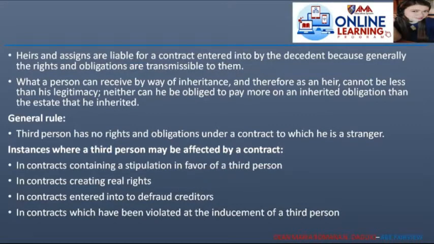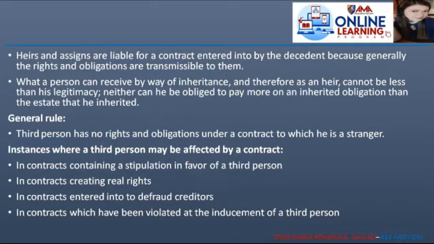So, these are the instances, class. First, in contracts containing a stipulation in favor of a third person. So, kung clearly stipulated sa contract na meron doong participation si third person, so kahit yung contract na yun is between A and B, i-bound na rin, class, si third person because stipulated doon sa contract. Next, in contracts creating real rights. So, yung mga object minsan na nakapaloob doon sa contract ni A and B, suddenly, nasa possession na ni third person. So, now, third person is bound for that contract.